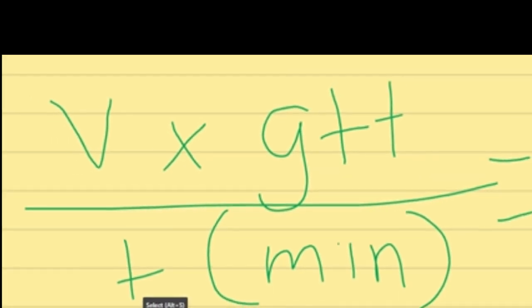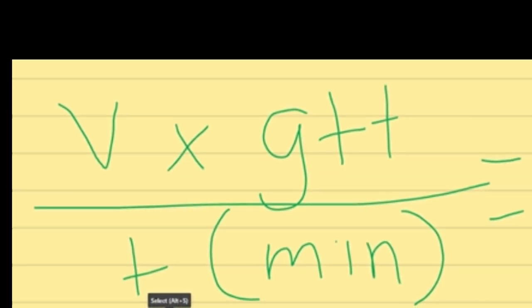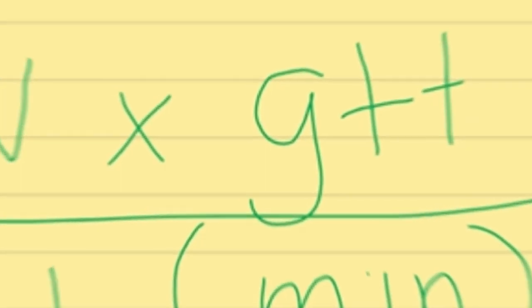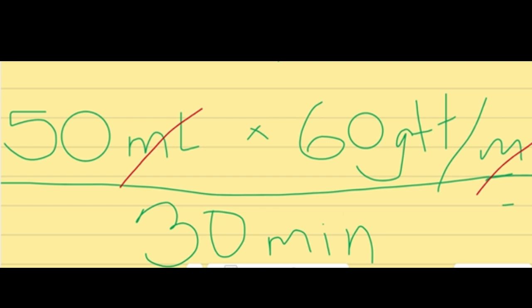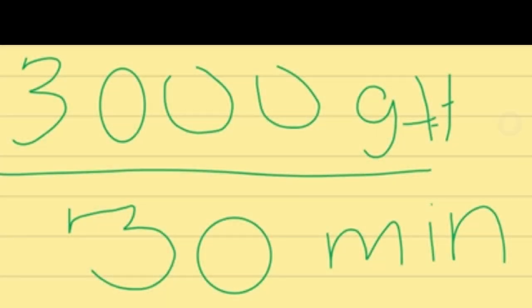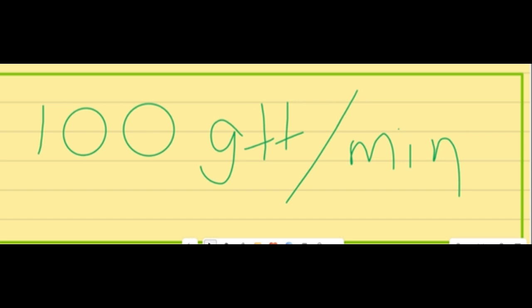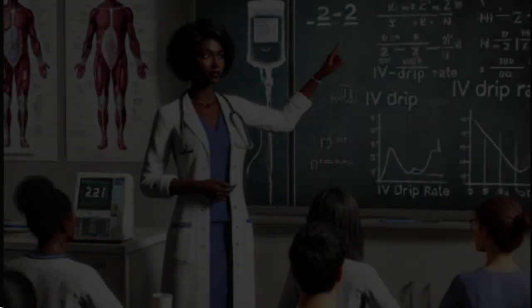All right, so we're going to go in, utilize our formula, volume times drip factor over time in minutes. Let's plug in everything. Our volume is the 50 milliliters, and then we have 60 drops per milliliter, so the milliliter is going to cancel, and then our time is already in minutes, which is 30, so you're going to do 50 times 60, which is 3,000, divided by 30 minutes, and your response is 100 drops per minute.